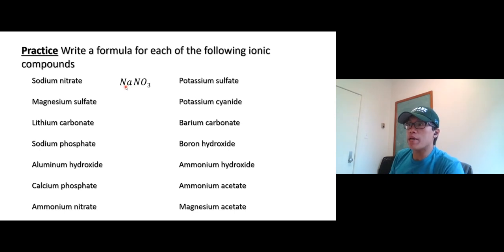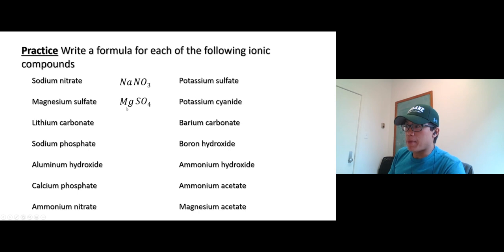Now look at the charge. Sodium group 1 plus 1. Nitrate is minus 1. That's why you have to know the charge of those polyatomic ions. All right. So plus 1 minus 1 balanced out already, so we're good. Okay. All right. Pause right here. Try to do it on your own first, and then check with me.